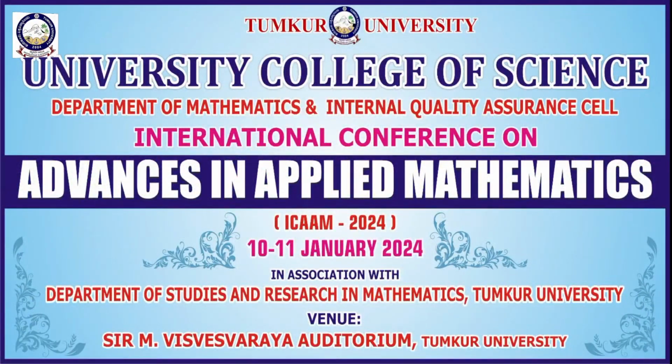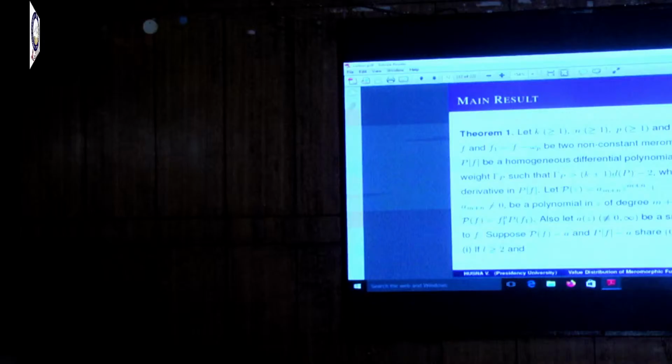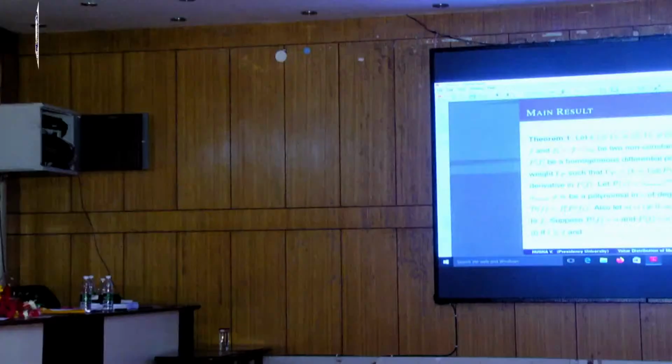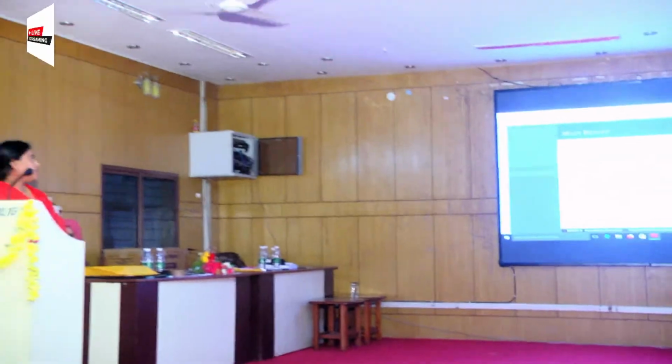Then while sharing the value, P of f equal to f1 power p of f1, then suppose P of f minus a and M of f minus a share 0 comma l. Then if l greater than or equal to 2, we got the first equation, and for l equal to 1, we got the second equation, and when l is equal to 0, we got the third equation. Then we proved that P of f is identically equal to non-constant meromorphic functions sharing the value P of f.